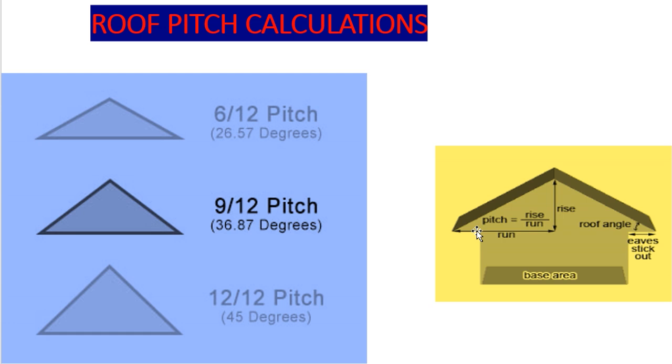So for us to get that, if you use SOHCAHTOA, the rise is opposite and this is adjacent. So we are going to use tan. We are going to take tan inverse of 0.5. Remember, 0.5 is 6 divided by 12. So tan inverse of 0.5 is going to give us 26.56 degrees.